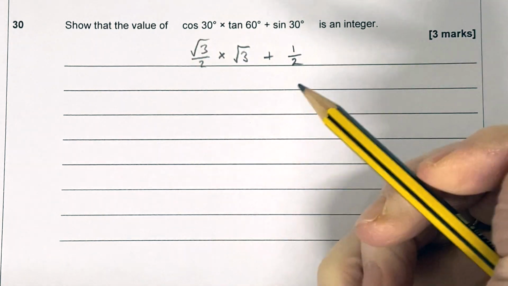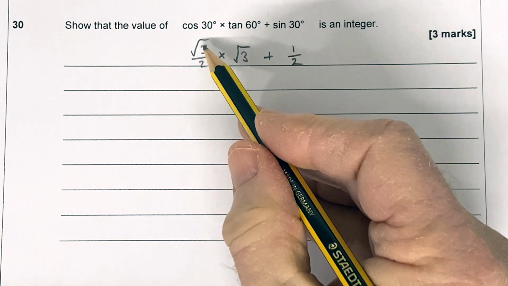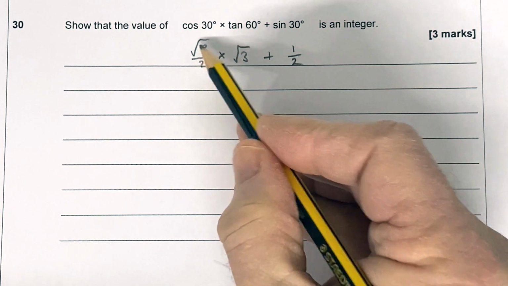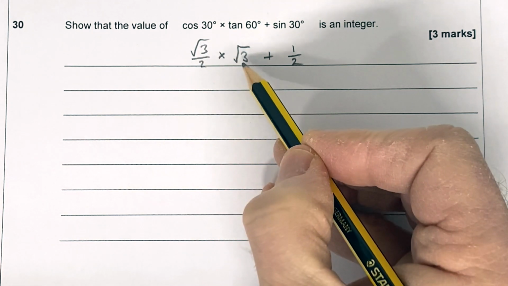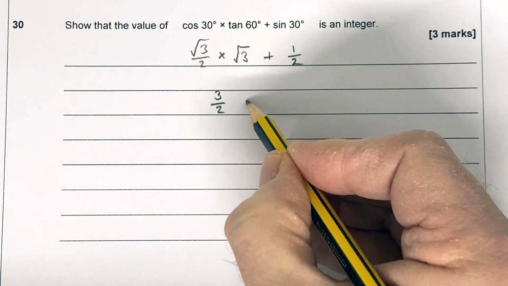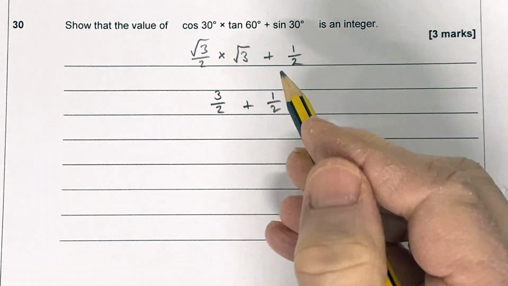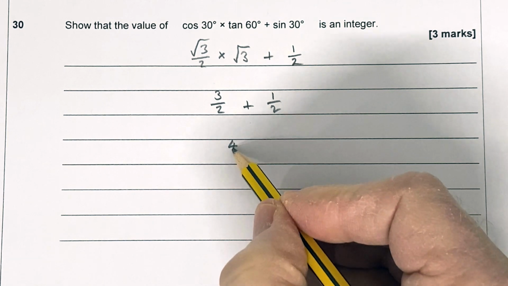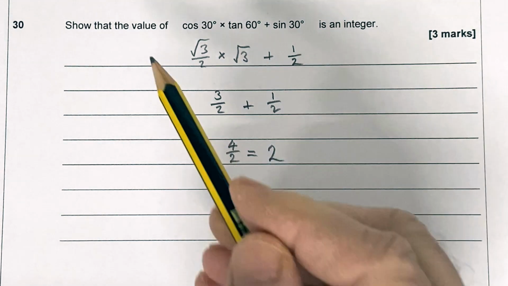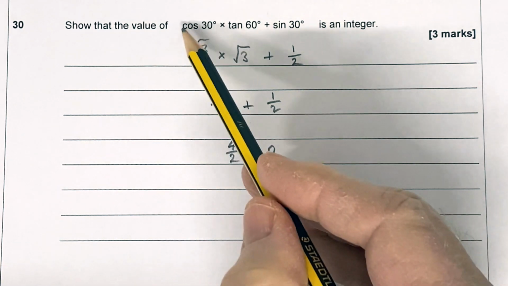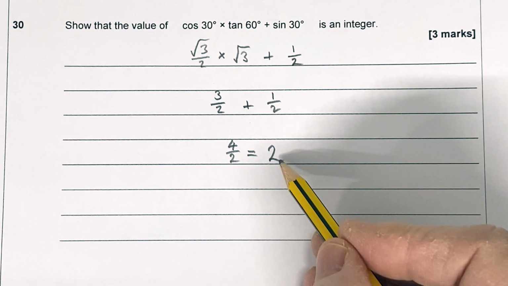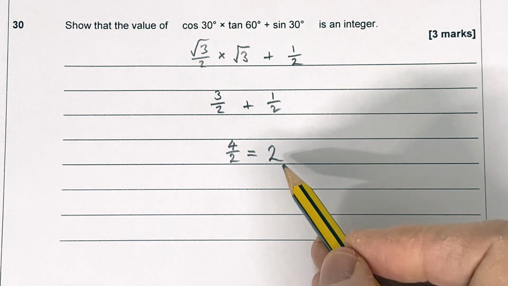Let's do the multiplying part first. So we've got root 3 over 2 times root 3. Now you know that the root 3 will only times the top, so root 3 times root 3 is actually 3. So that part is 3 over 2 plus a half. That gives us 4 over 2, which is, of course, 2. Now the question said, show that the value of that little string there is an integer. 2 is an integer. It's a whole number.